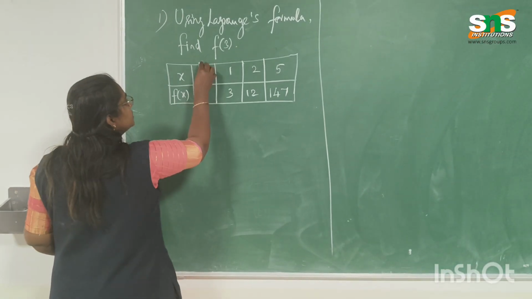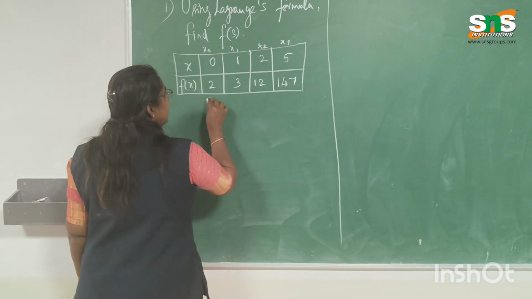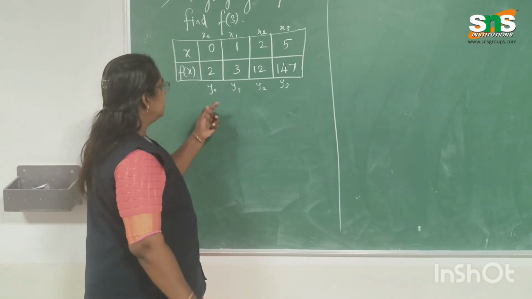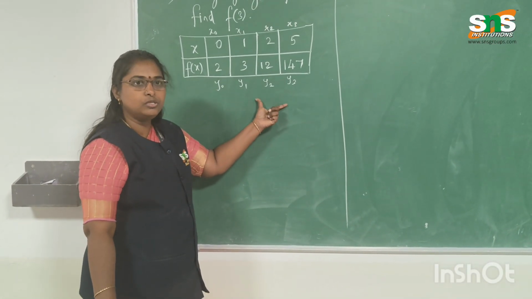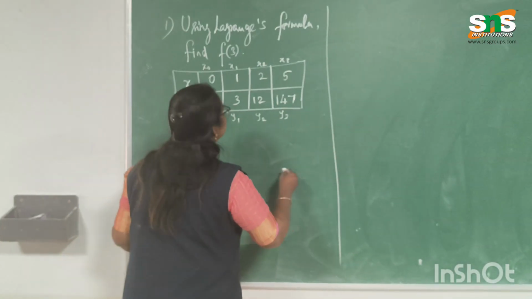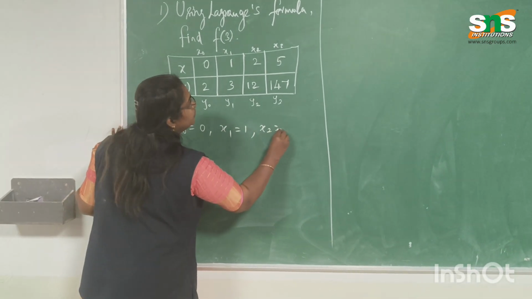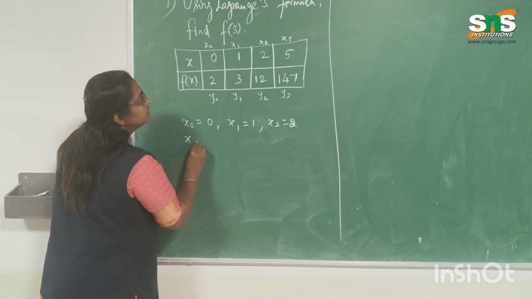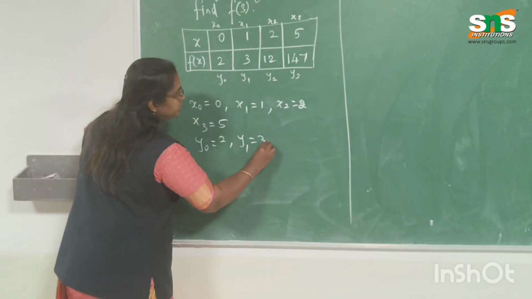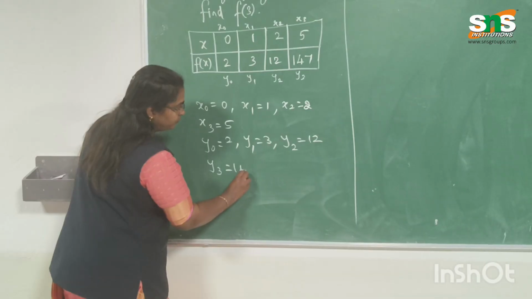First we give some names: x0, x1, x2 and x3, and likewise the corresponding y0, y1, y2 and y3. So here we got 4 values, and based on these given values we can frame one formula. x0 equals 0, x1 equals 1, x2 equals 2 and x3 equals 5. Likewise y0 equals 2, y1 equals 3, y2 equals 12 and y3 equals 147.